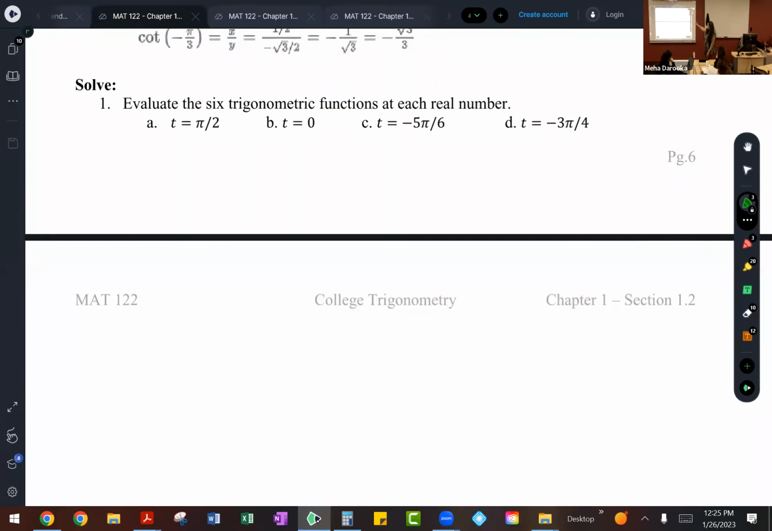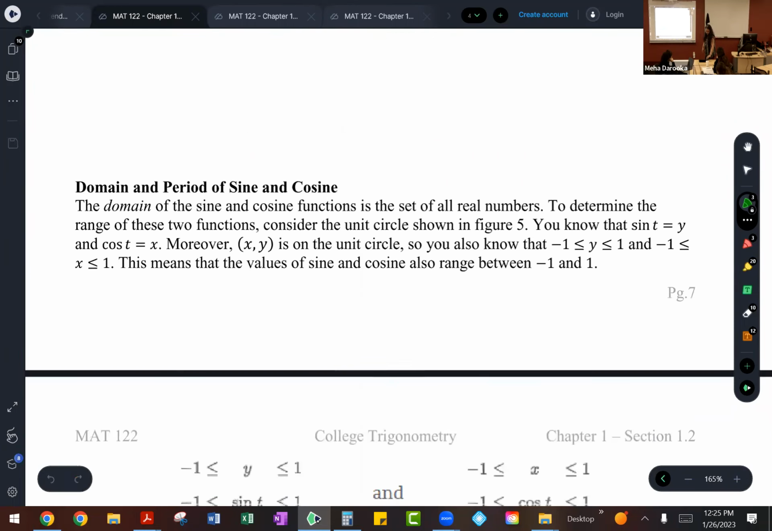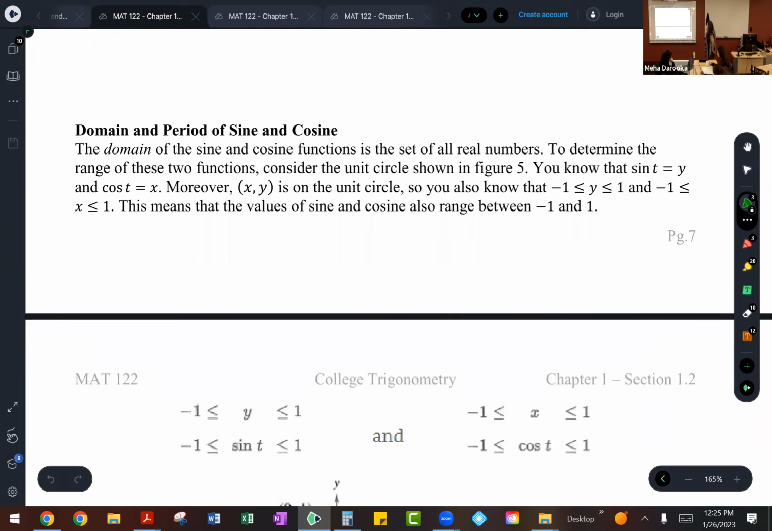So if you look at the lectures online, you will see solutions for these 4. The last part I want to talk about is the domain and period for the 6 functions, but we're just starting out with the sine and cosine functions. So remember in college algebra also, we talk about domain and range for functions, right? The domain tells you what x values you can use, and the range tells you, based on those x values, what your y values will come out to be. So these are also functions, so we can definitely define domain and, for that matter, even range for these.